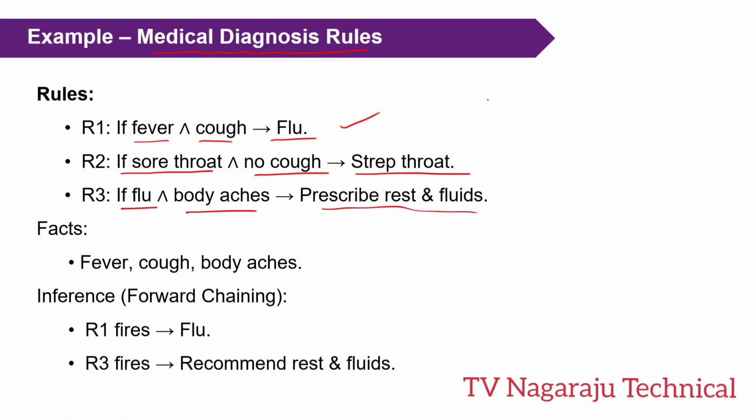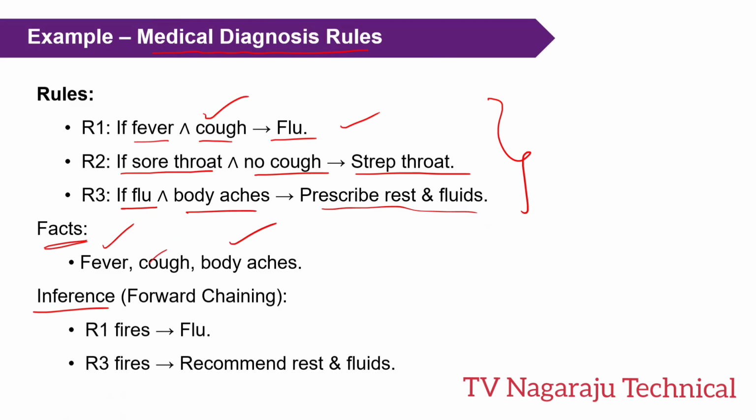If these are the rules, now what is the thing? From the rules, you need to understand the facts. What are the facts? The patient has fever, the patient has a cough, and the patient has a body ache. From these rules and facts, you need to make an inference. That is, you need to provide some conclusion.